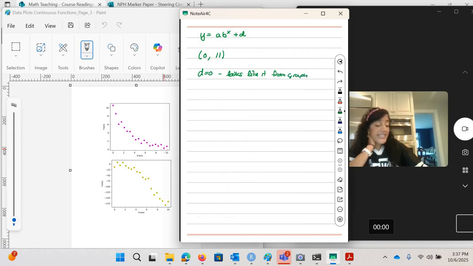If D is not 0, this becomes really painful to solve. I need one more data point. I'm going to choose something hopefully easy. Let's just pick a point right on here, x equals 4, y equals 3. That's my second point.